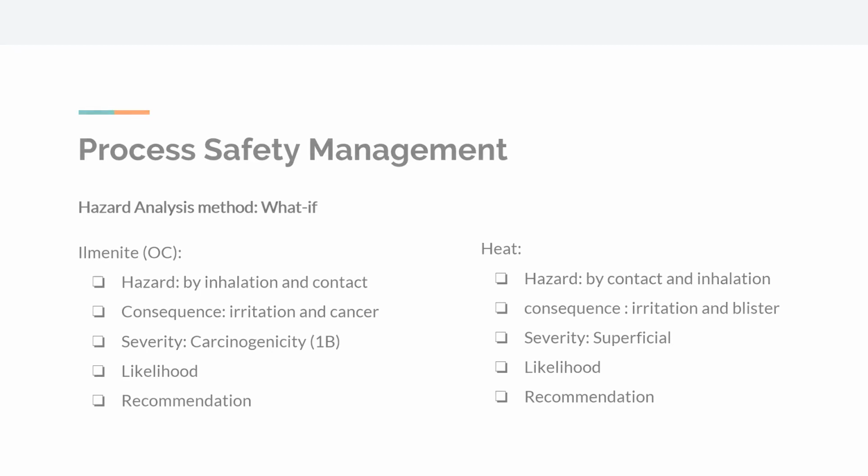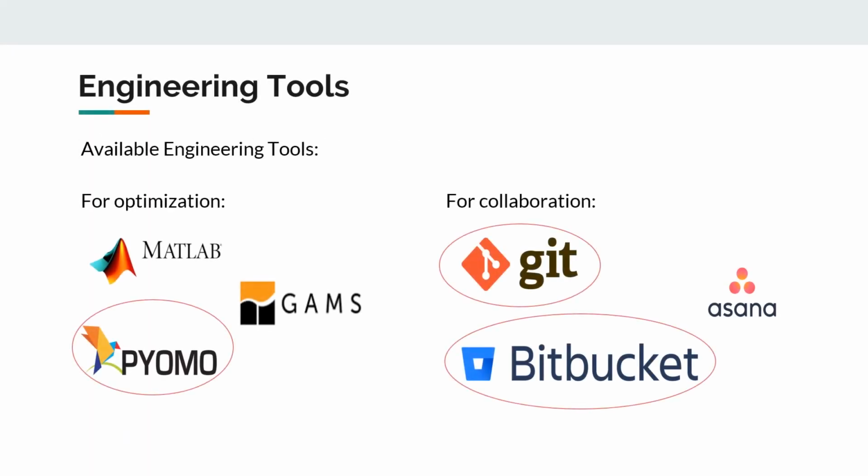be replaced immediately. The engineering tools that are selected for this project are the Python Pyomo library for optimization and Git and Bitbucket for sharing code. The Pyomo library is a collection of Python software packages for formulating optimization models. It provides a diverse set of equation-oriented optimization capabilities with a high degree of modeling flexibility and intuitive syntax.